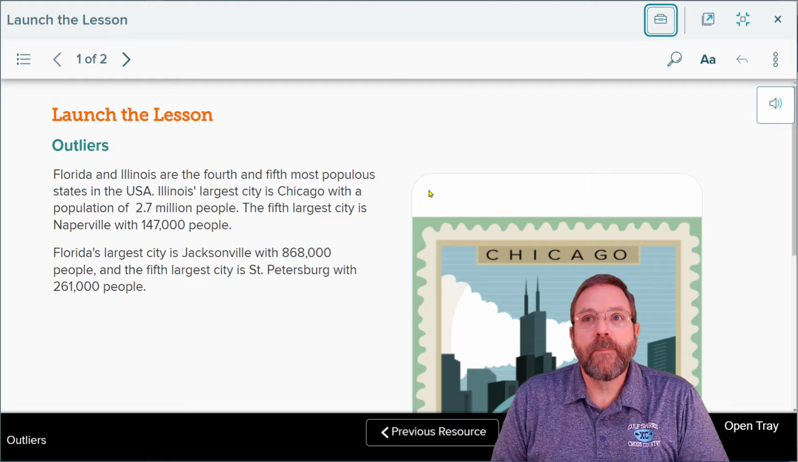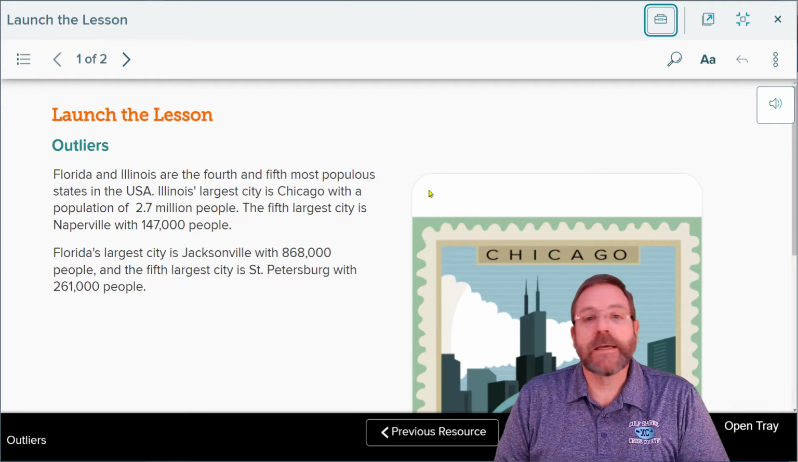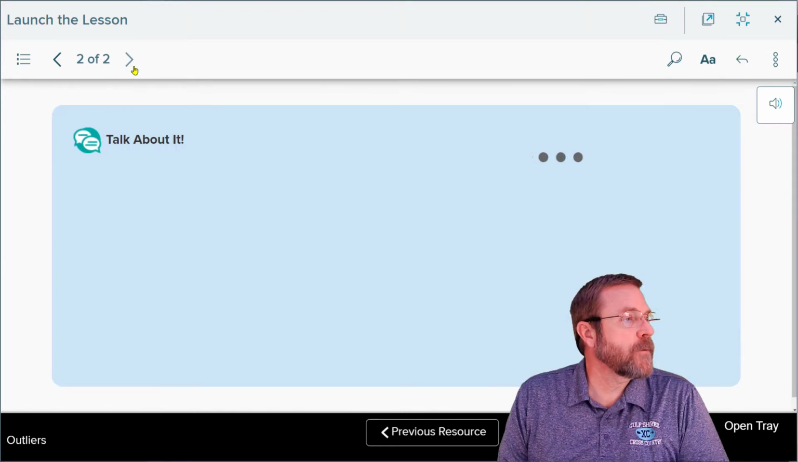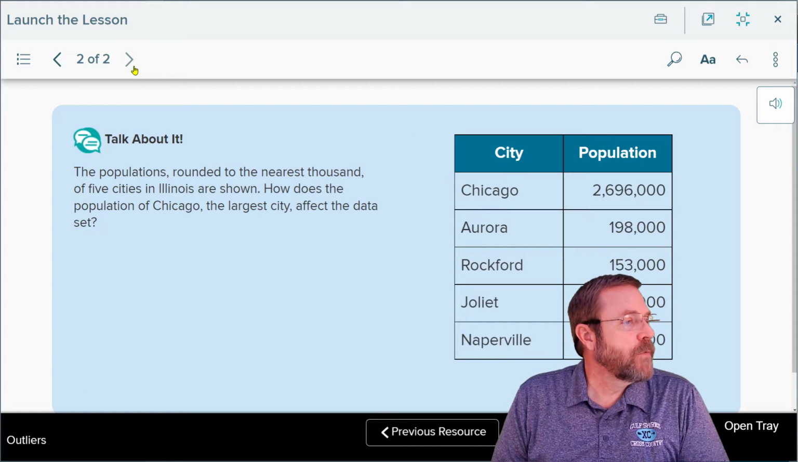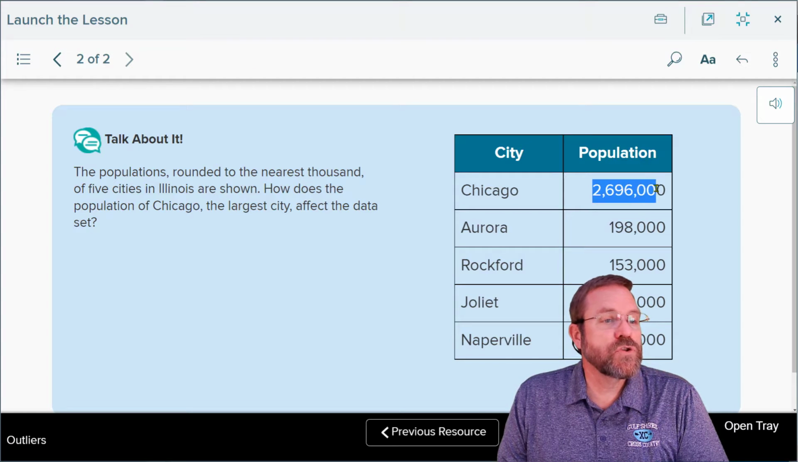So while the biggest city in Florida may not be as large as the biggest city in Illinois, the 5th largest city in Florida is about twice the size as the 5th largest city in Illinois. So it all kind of seems to balance out there. The populations rounded to the nearest 1,000 of the 5 cities are shown. What does the population of Chicago, the largest city, do to affect the rest of the data in the set? Well, you can see Chicago is just so large, so many people live there.